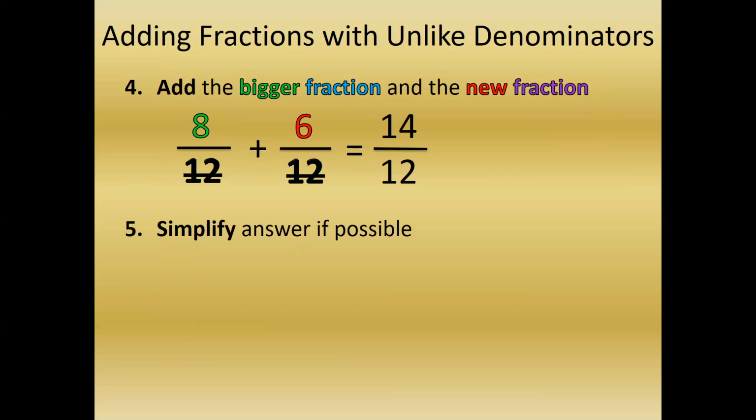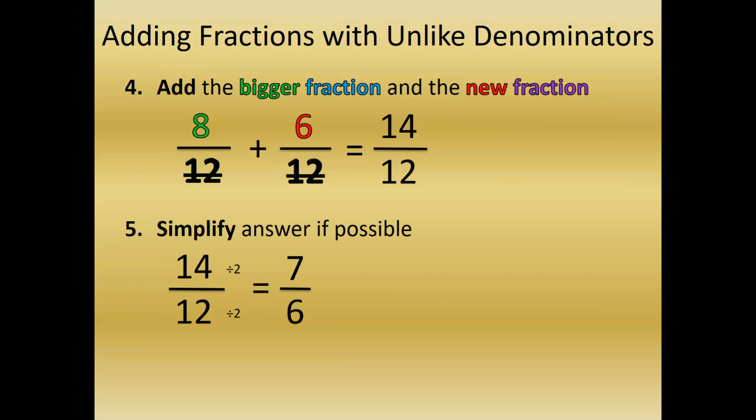And now we have to simplify our answer if possible. Both 14 and 12 can be divided by the same number to make them smaller. What would that number be? Think about your times tables. What are your factors for 14? What are your factors for 12? We know that both of them can be divided by 2. So let's divide them by 2. 12 divided by 2 is 6, and 14 divided by 2 is 7.